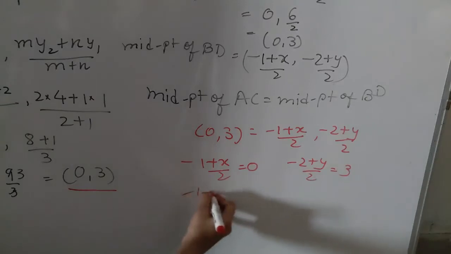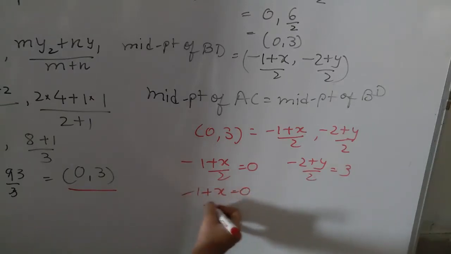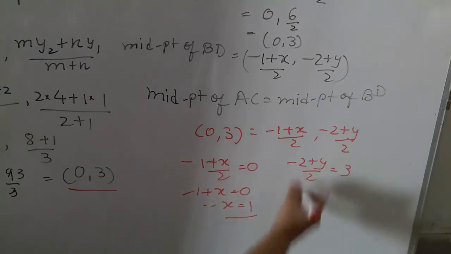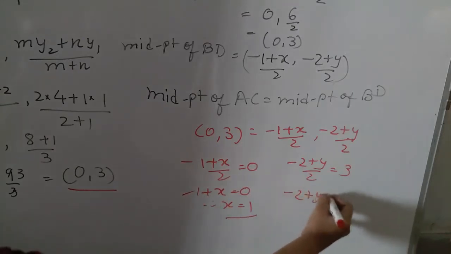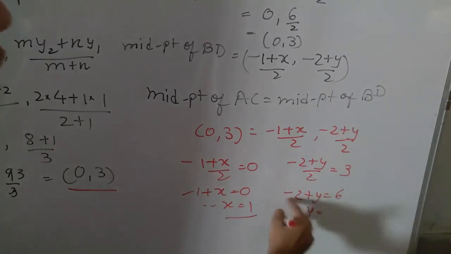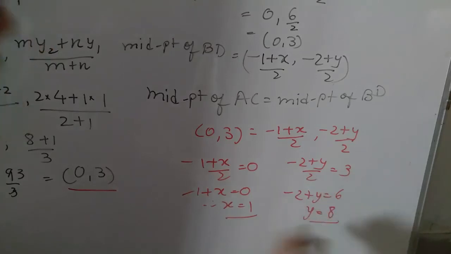The X coordinate is compared with 0, the Y coordinate with 3. 2 zeros are 0, so X is equal to 1. And here 3 twos are 6, so Y is equal to 6 plus 2, which is 8, as minus 2 goes to that side. So we get the coordinates of D as (1, 8). Our final answer is (1, 8), which are the coordinates of D. So we have solved question number 19, both parts A and B.